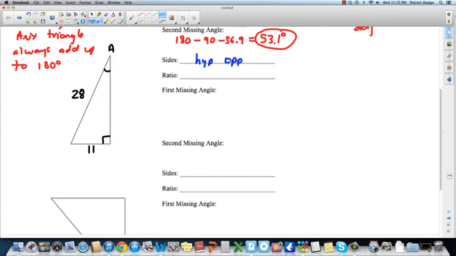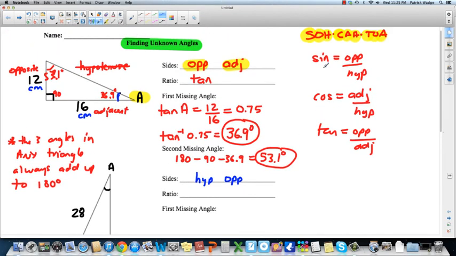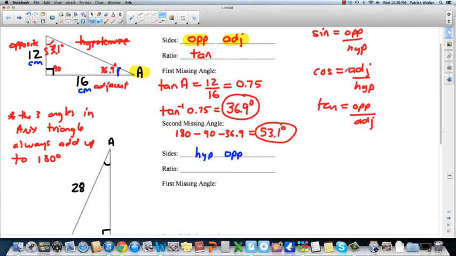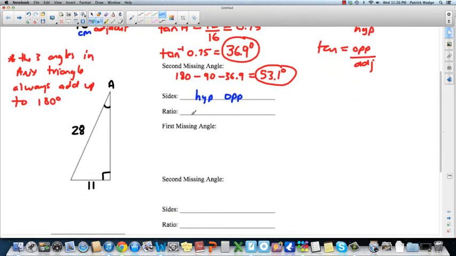All right, which ratio uses hypotenuse and opposite? Let's go up and take a look. Opposite and hypotenuse, it's sine. Sine equals opposite over hypotenuse. So we're going to use the sine ratio. So we say sine of angle A equals, now remember, you have to do it in the right order. It's not hypotenuse over opposite, it's opposite over hypotenuse. So opposite is 11 and hypotenuse is 28. So 11 over 28. Let's turn it into a decimal.